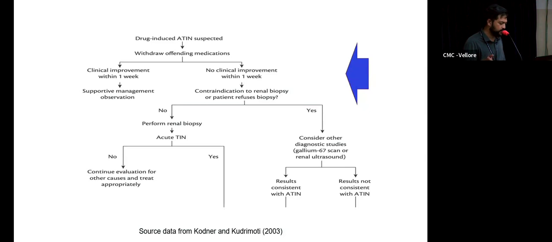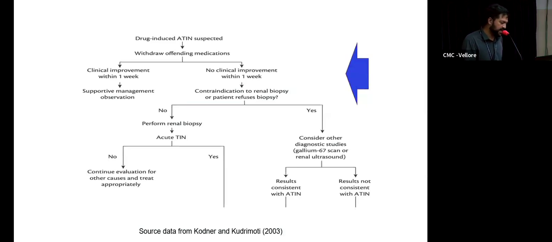Whereas if you don't see an improvement, then you can subject the patient to a renal biopsy if the patient is willing. And if there is an acute TIN, then you can treat appropriately. So there is this gallium scan that is not done very consistently in patients who don't improve after a week, and in those patients who are not willing for a renal biopsy.